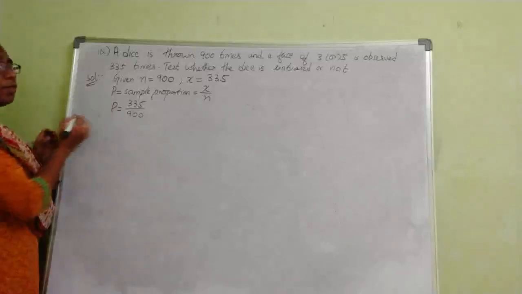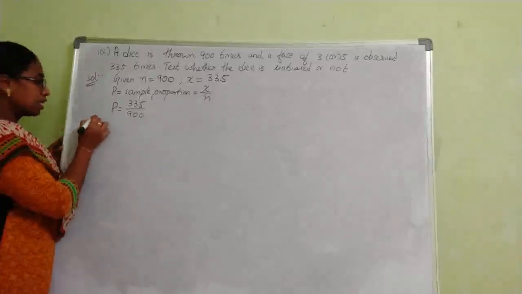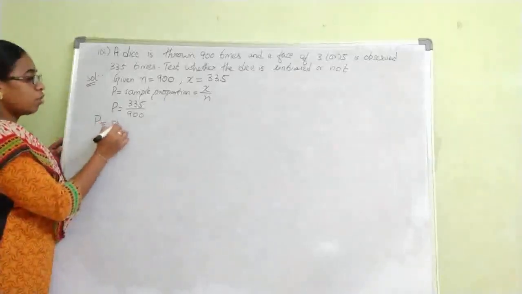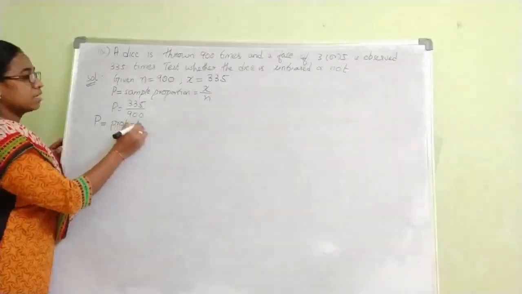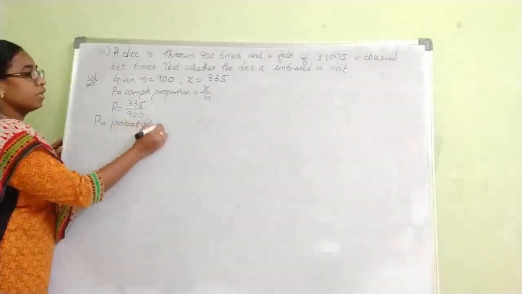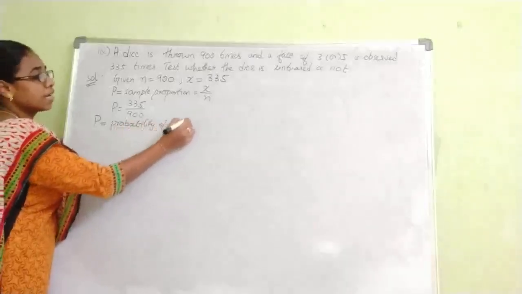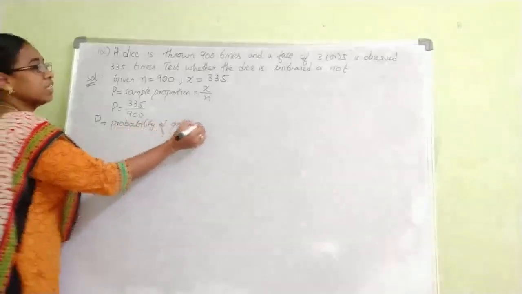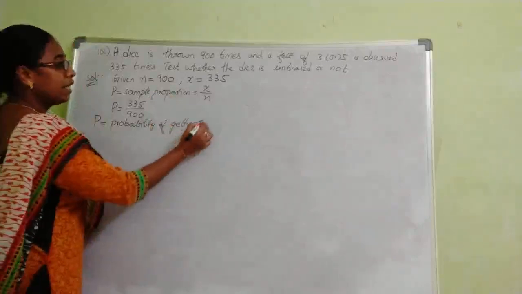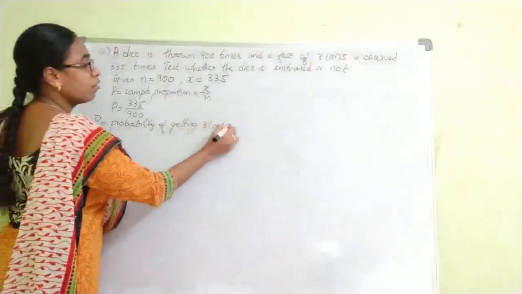Next, first we have to define the probability of getting 3 or 5, the probability of success. We want capital P and capital Q values, right? So what is capital P equal to? Probability of getting success. So what is the condition here for success? Of getting 3 or 5.